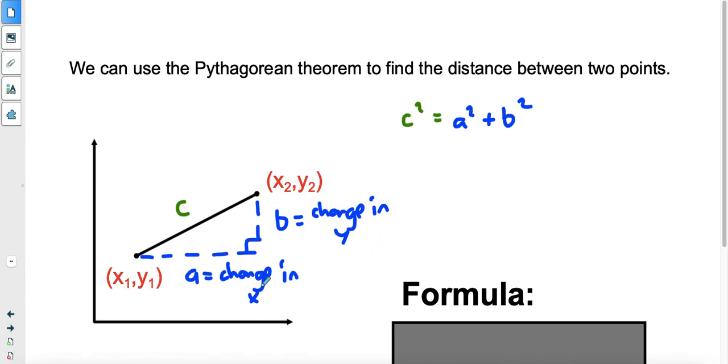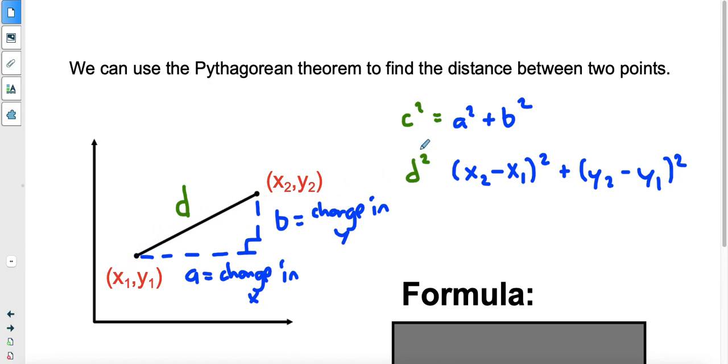So in our formula, we can represent a as a change in x: x2 minus x1 represents the change in x. And b we can represent as a change in y: y2 minus y1 gives us the change in y. c is the distance between these 2 points, so I'll label this the distance between the 2 points with the letter d.